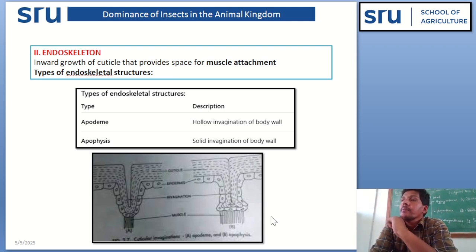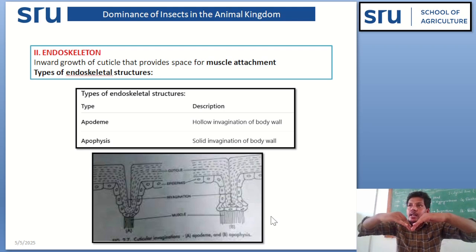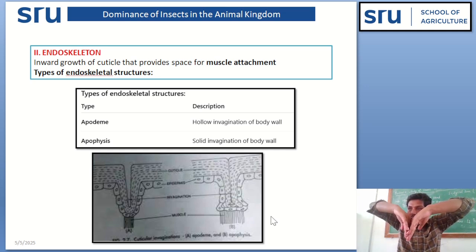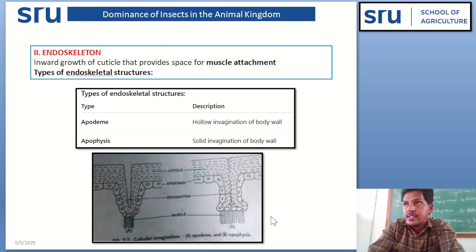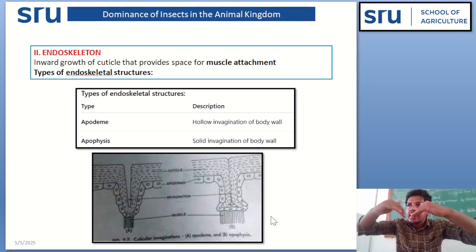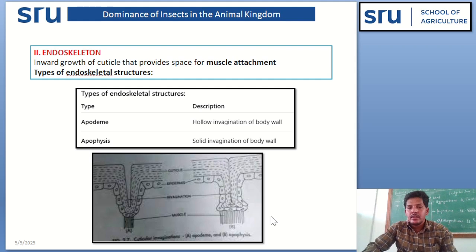That is apodeme and apophysis. When the hollow invagination is there, then we call such invagination the apodeme. When a solid invagination is there, where space is less, then we call it apophysis. Hollow invagination of the body wall is the apodeme, and solid invagination of the body wall is the apophysis. So this is endoskeleton. This is the invagination of the exoskeleton, that is body wall.